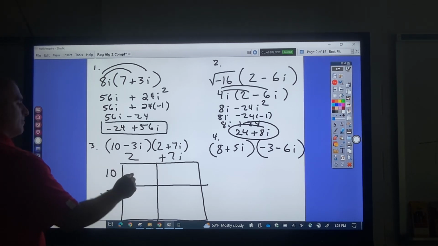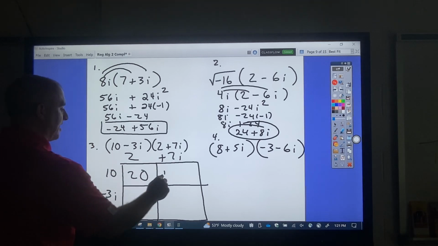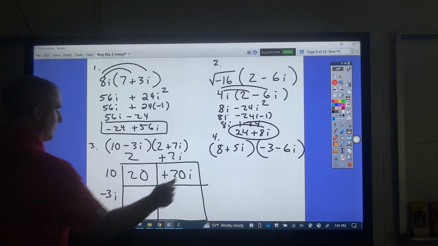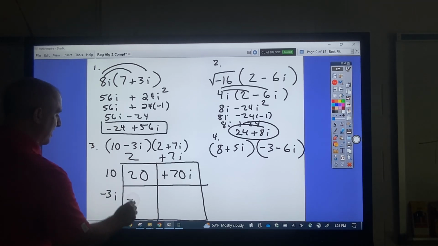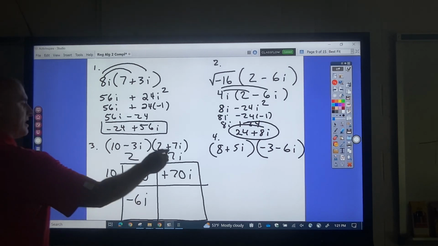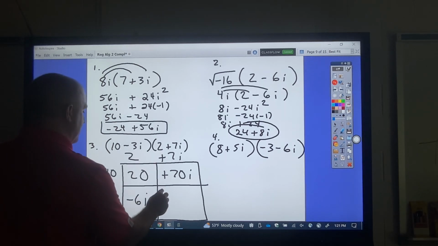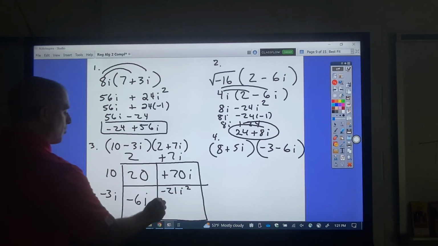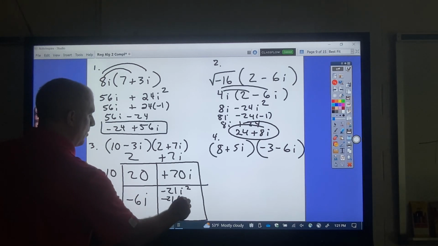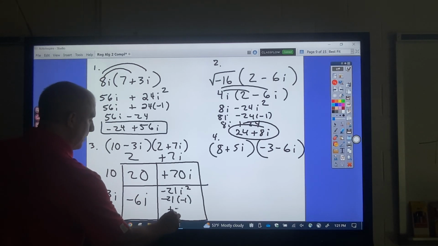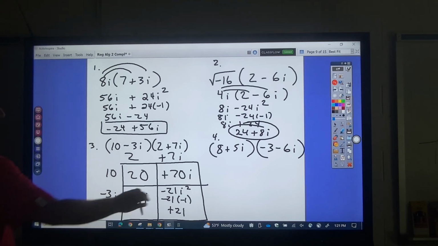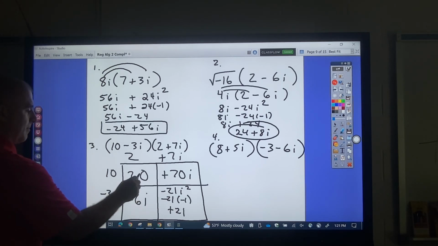10 times 2 would be 20. 10 times 7i would be 70i. Negative 3 times 2 is negative 6i. Negative 3 times 7 is negative 21i squared. Now, i squared is negative 1. So I got negative 21 and negative 1. Well, what's that going to combine to? Positive 21. So you really got to do the work there to combine those.